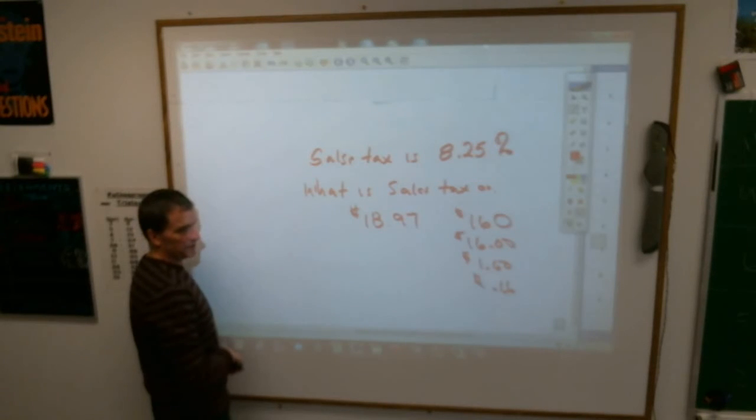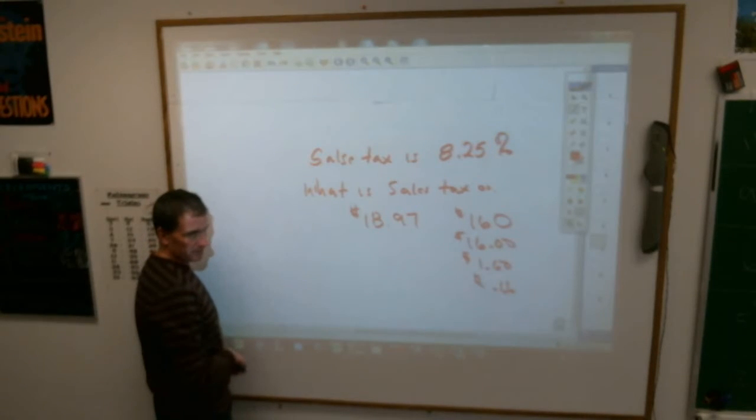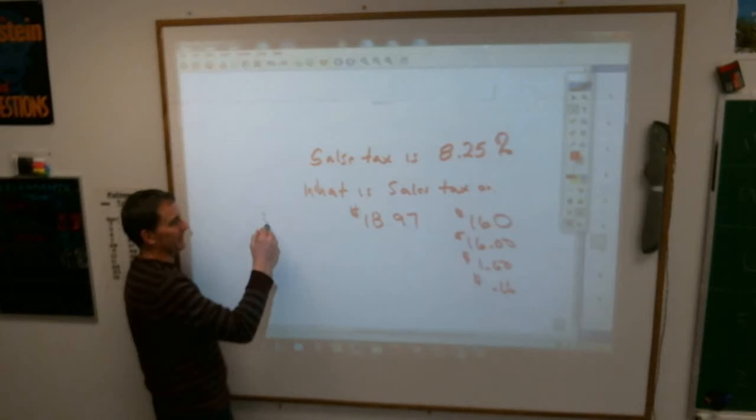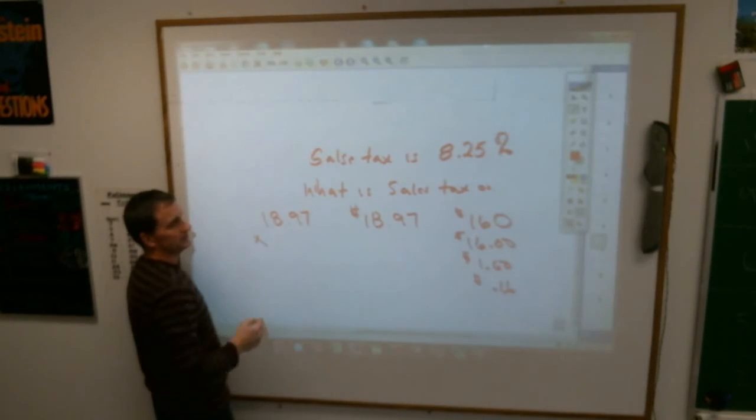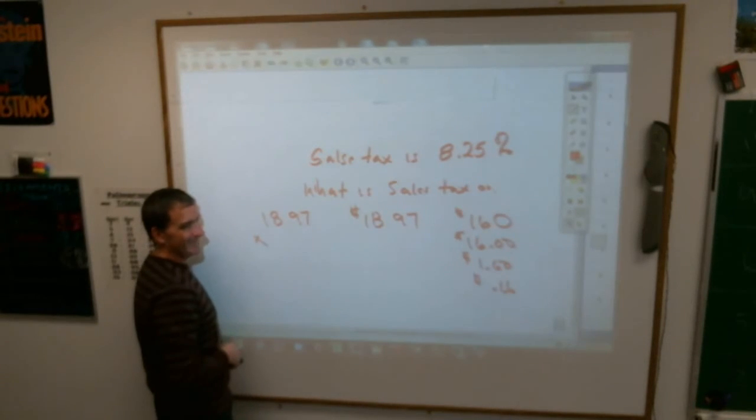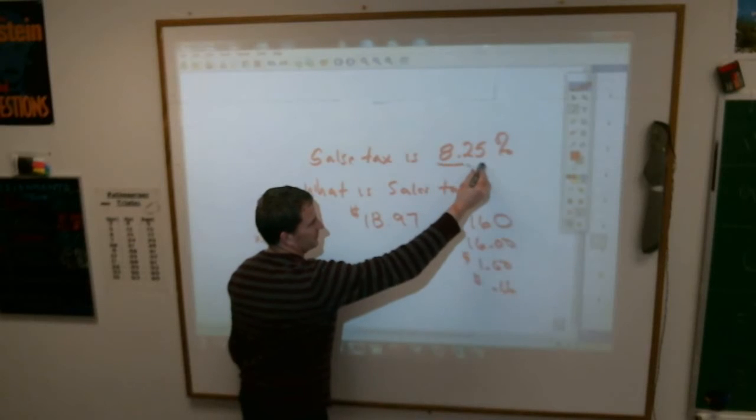Based on the last board I just said, you're just going to take $18.97 and multiply it by, here's a kicker, you don't want to multiply it by 8.25 because that's 825% tax. Where does the decimal go? What do you do to this to make it a decimal?